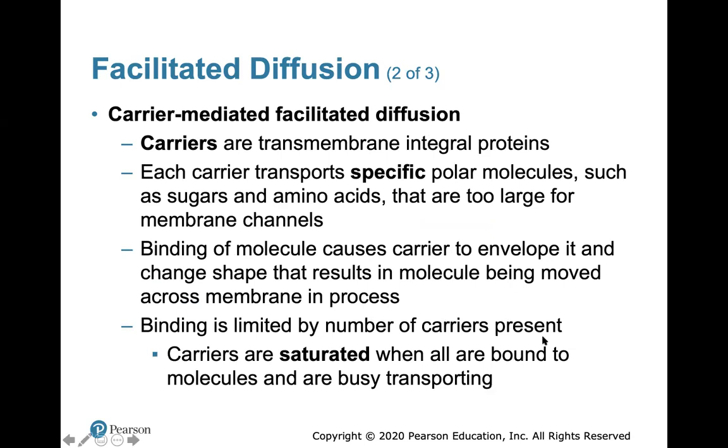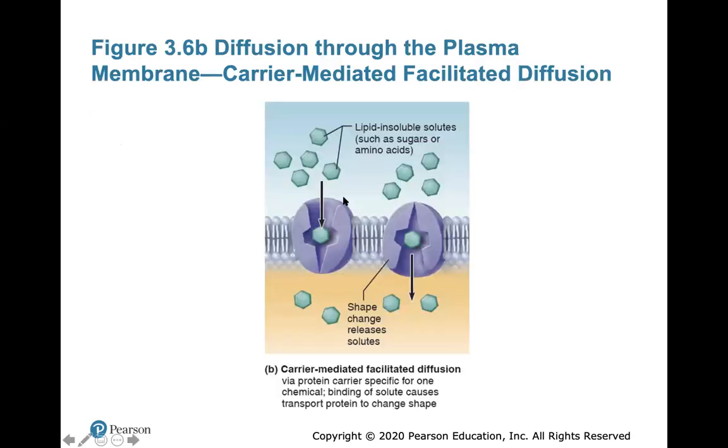Binding is limited by the number of carriers present. So if a carrier is saturated, that just means it's all bound to molecules that are busy transporting. So this is just an example of a carrier, which will help some sort of lipid insoluble solute. So it's not able to pass through the membrane. So it'll go through by way of a carrier. And again, this is facilitated diffusion. It still does not require any energy by the cell. It'll happen passively. So travel from an area of high concentration to low concentration.